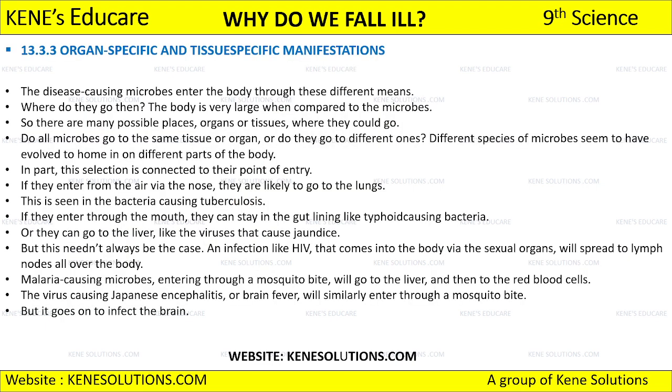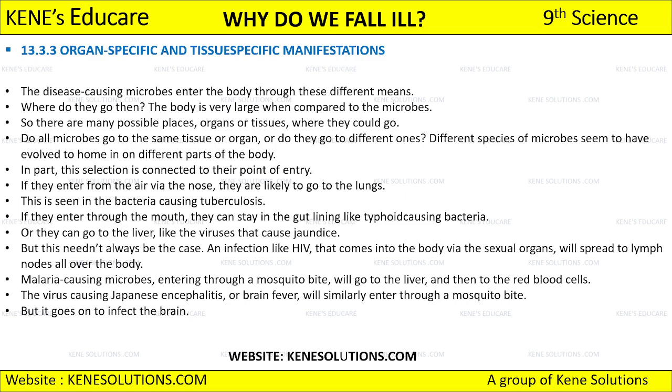After this, now we have to discuss organ specific and tissue specific manifestations. Whatever disease causing microbes are there, they can enter our body through different means, right? We have already discussed the direct and indirect ways microbes can enter our body. So where do they go then? Because our body is very large and microbes are microscopic in nature, you can only see them using a microscope. So there are many possible places, like organs or tissues, where they could go.